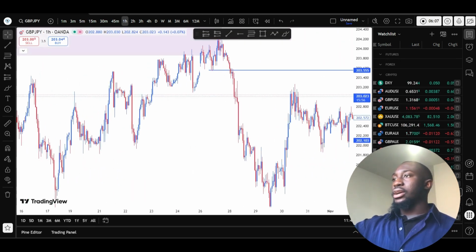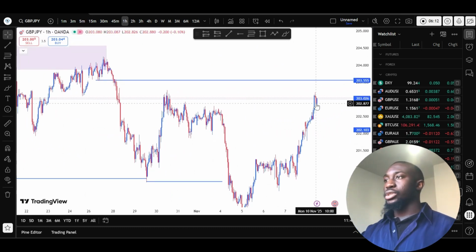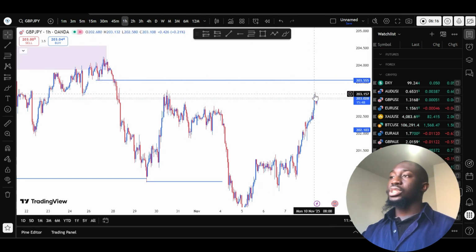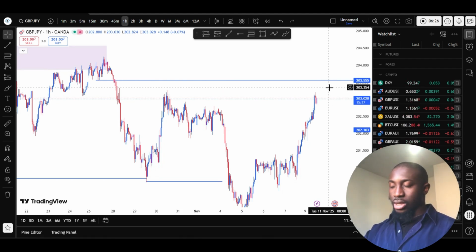Now the reason why I'm still not going to sell is because the move now to this area is aggressive. It's moving aggressively. So the only thing I will need is that once price gets to this area, we're going to wait for confirmation, giving us a change of character. Before we start selling, we need a good impulsive change of character. If it's not impulsive, don't sell.